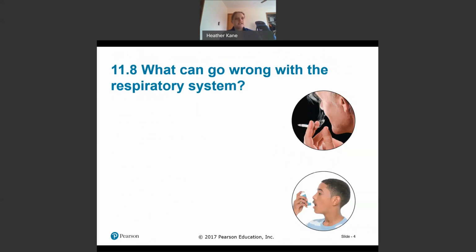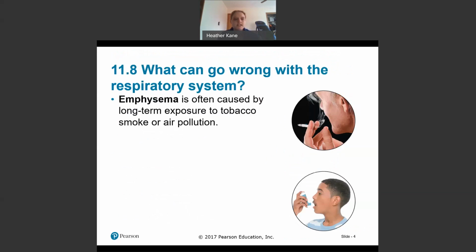We have quite a few diseases that can happen with our respiratory system. Emphysema is a very, very common disease, especially with older individuals that were exposed to tobacco smoke or other kinds of smoke, or even air pollution. We're seeing emphysema in higher amounts in areas like China and even California because of the high amounts of air pollution in those regions.